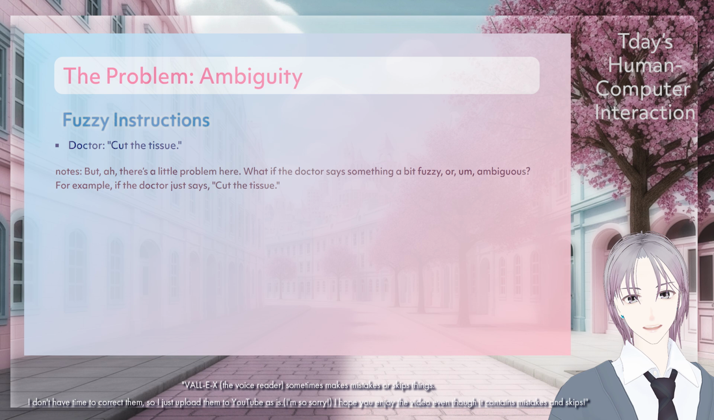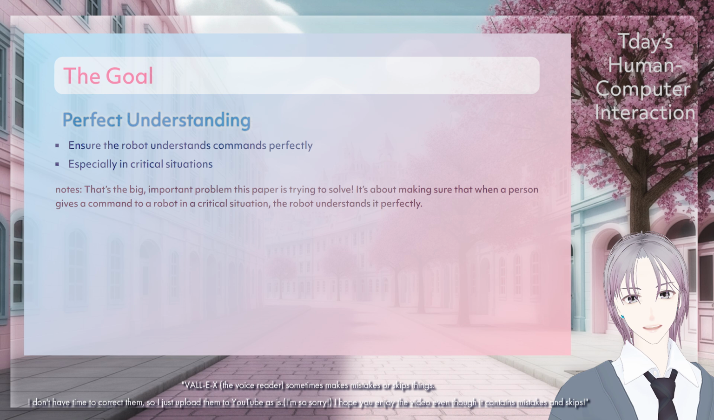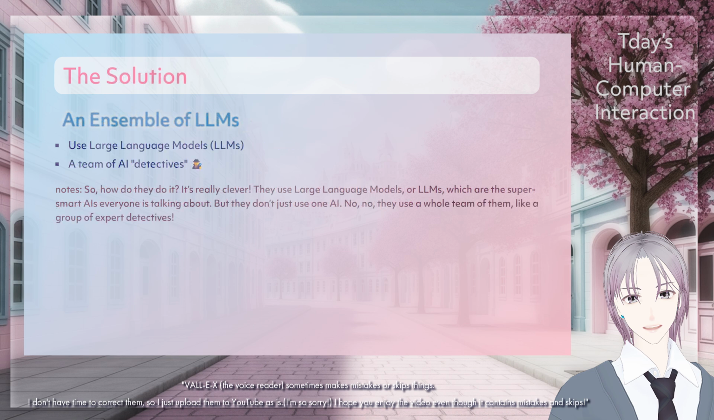There's a little problem here. What if the doctor says something a bit fuzzy? Or, I'm ambiguous. For example, if the doctor just says, cut the tissue, the robot might think, which tissue? Where should I cut? How deep? If the robot makes a mistake, it could be very, very dangerous for the patient. That's the big important problem this paper is trying to solve. It's about making sure that when a person gives a command to a robot in a critical situation, the robot understands it perfectly.